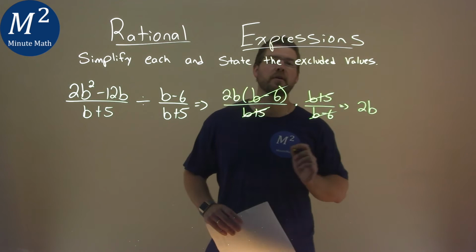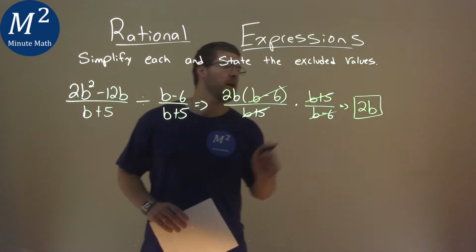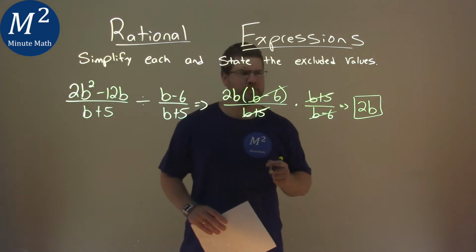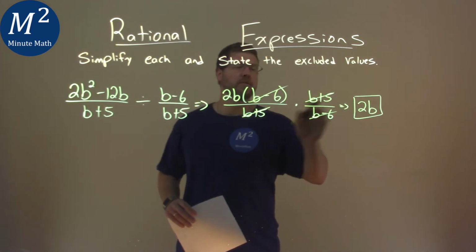And the obligatory joke here, to be or not to be? That is the question. But our answer is 2b though, so that's kind of interesting. So the simplified expression here is 2b.